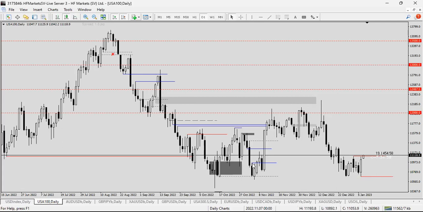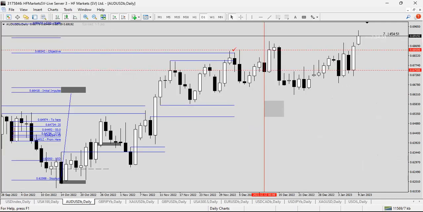Find 50% of this high to this low, find your premium arrays, and those should be the targets from a daily standpoint. Nice and easy.